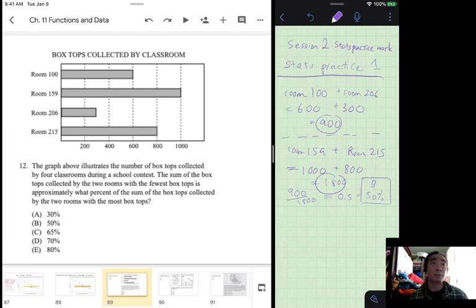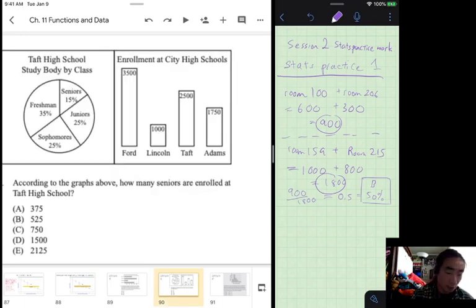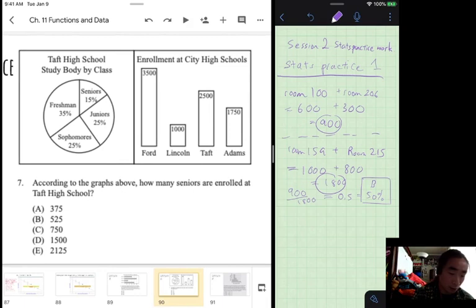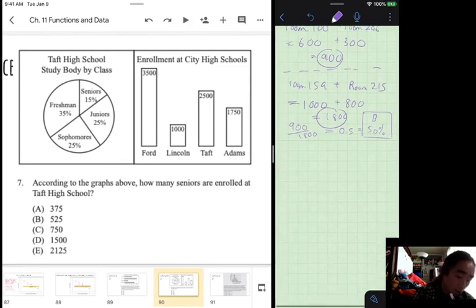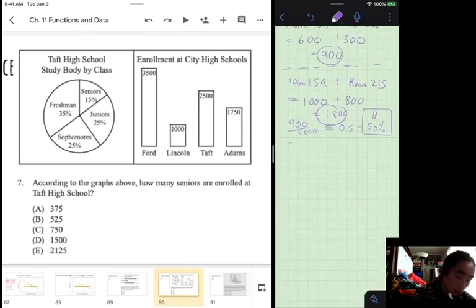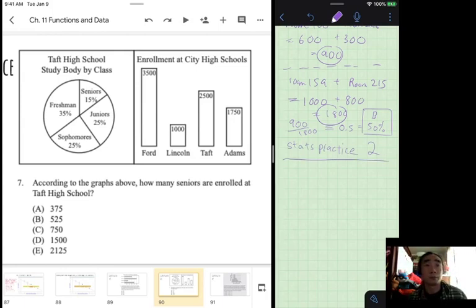Ready for the next one? Here's your next one. Stats practice number 2. I hope you can see it okay. I'll work alongside you for this one.